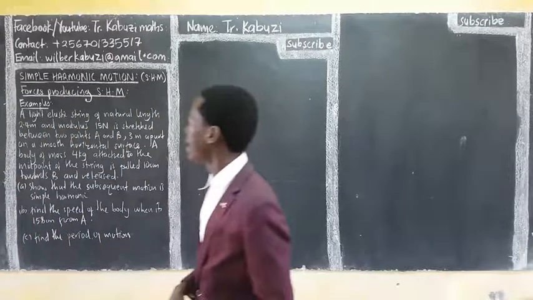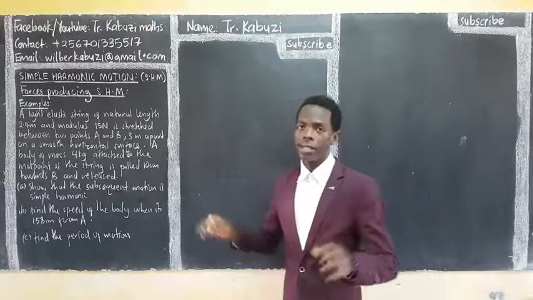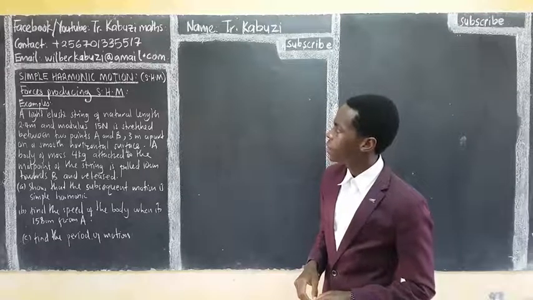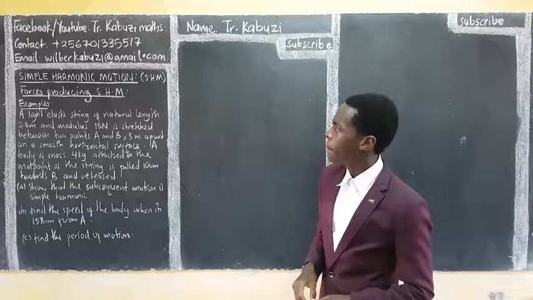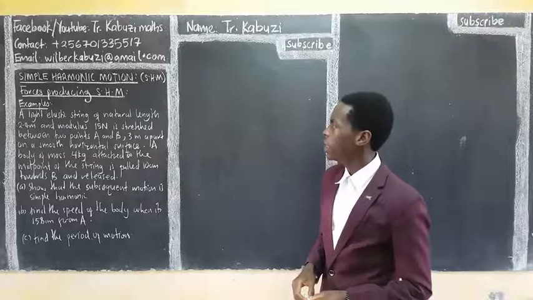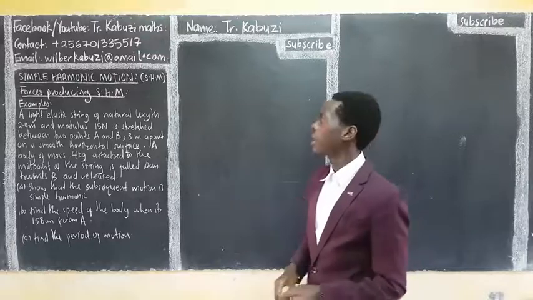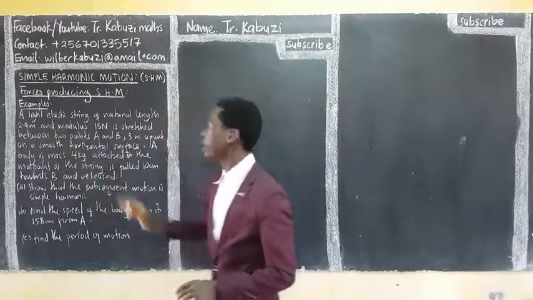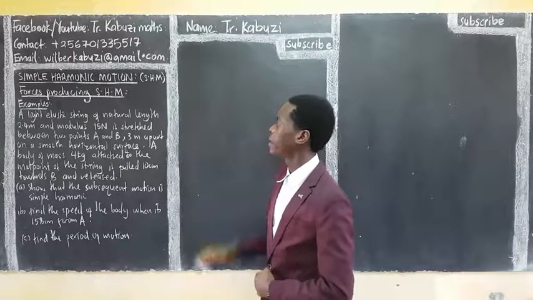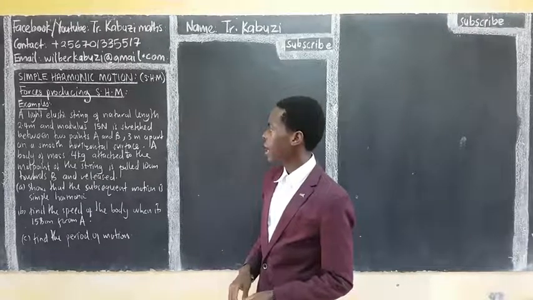Okay, let us have this nice example here. Now we are going to see the case when we have two strings with one particle. A light elastic string of natural length 2.4 meters and modulus 15 newtons is stretched between two points A and B 3 meters apart. So now from its natural length it has been stretched to 3 meters on a smooth horizontal surface. First, a particle of mass 1 kilogram is attached to the midpoint of the string.